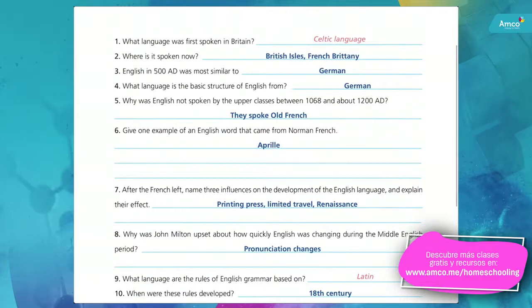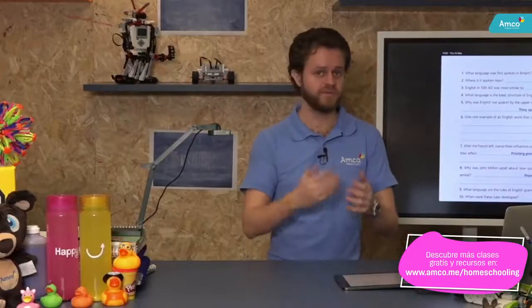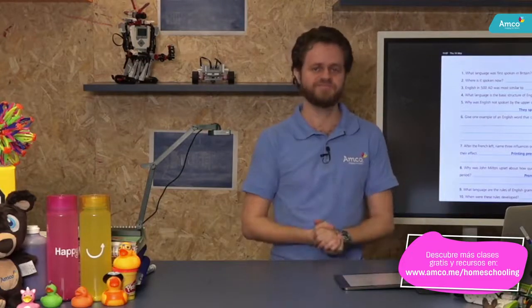So as you guys can see, there are many things that have influenced the English language. Not only other languages, but events that have transpired in themselves. For example, the Renaissance period, the travel, or the printing press.